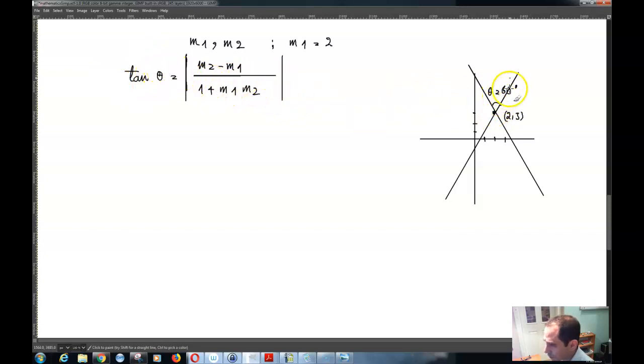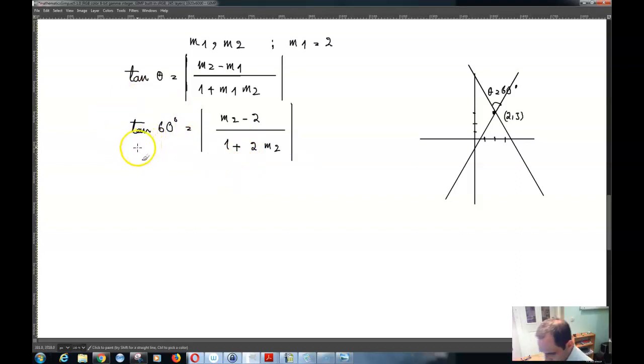So now we know that this angle theta is equal to 60 degrees. So I write tan of 60 degrees is equal to the absolute value of m2, which is what I want to find, m2 minus 2 over 1 plus 2 times m2. And now tan of 60 degrees was, I suppose, 1 over square root of 3.